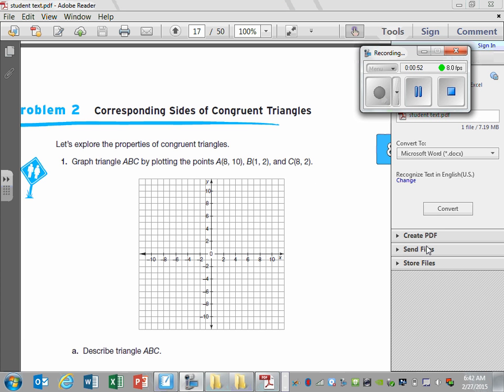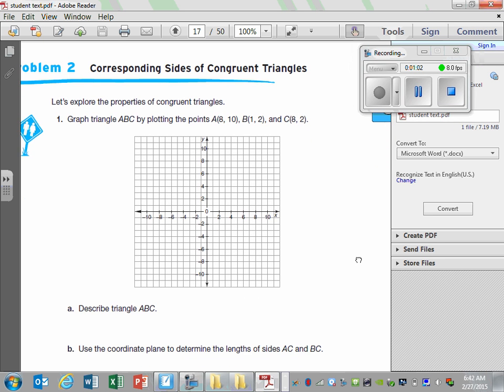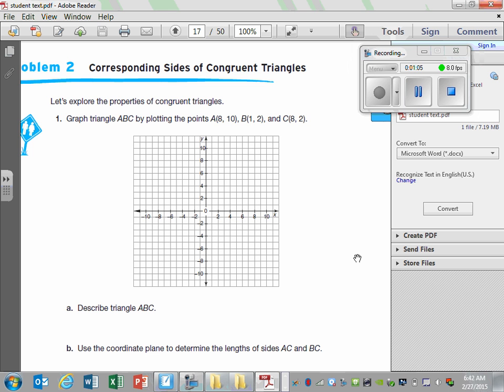Our first page looks like this. It says graph triangle ABC by plotting the points A, B, C. So go ahead and plot those. Draw a triangle. Then A says describe the triangle ABC. So decide if it's acute, right, or obtuse. Go ahead and draw your figure and answer question A. Press pause, press play when you're ready.